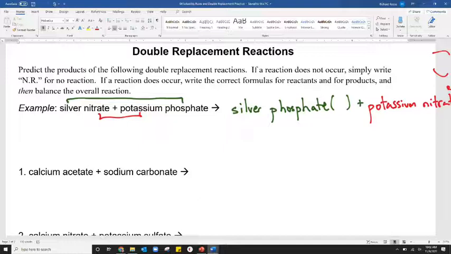Check your solubility rules. Silver phosphate. And guys, listen, one more time, I'm going to say it again. The reactants are definitely aqueous. You don't have to worry about looking them up. It's the products you have to look up. So silver phosphate, the first product we're going to look up. Go through all your rules.